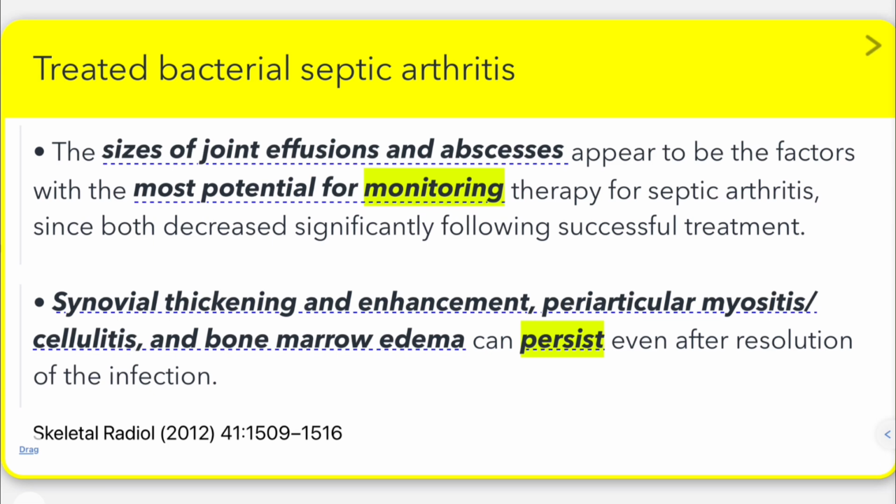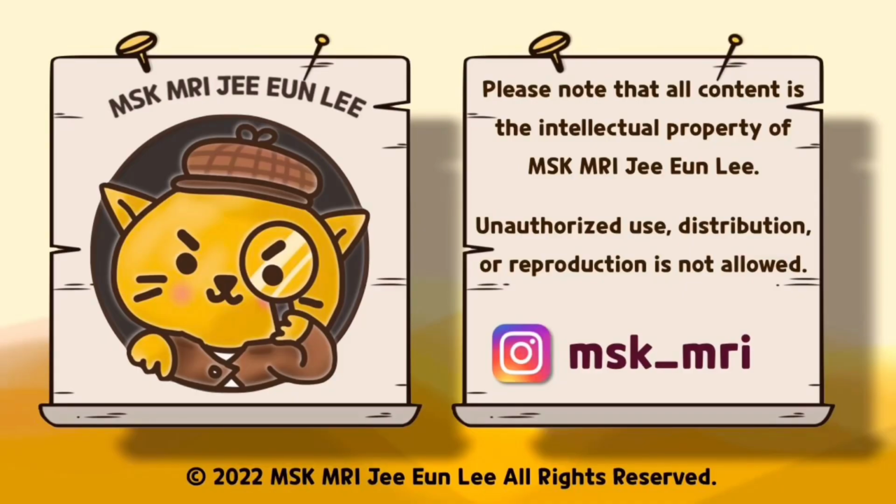To summarize, let's discuss some critical points regarding the monitoring of therapy for septic arthritis. Joint effusions and abscesses. The size of these fluid collections is crucial for monitoring therapy effectiveness. A significant decrease in these sizes is typically associated with successful treatment. Persistent findings: synovial thickening and enhancement, periarticular myositis/cellulitis.